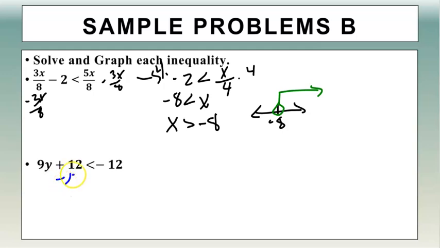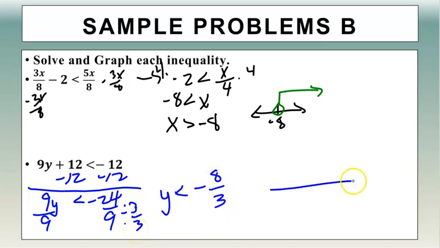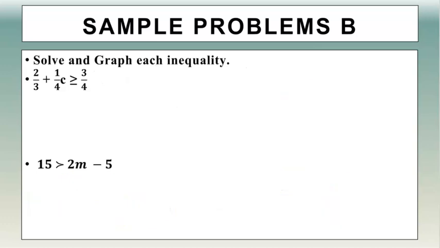Next one, we're going to subtract 12 on both sides to get 9y by itself. 9y is less than negative 24. Divide by 9 on both sides. I now have y is less than negative 24 over 9. I can divide these by 3/3. And that would give us negative 8/3. So on a number line, I got negative 8/3. It cannot equal it, so it's an open circle. Less than means it goes to the left.